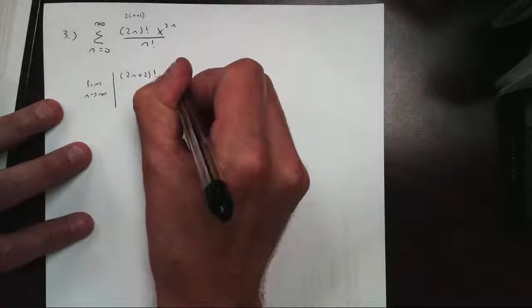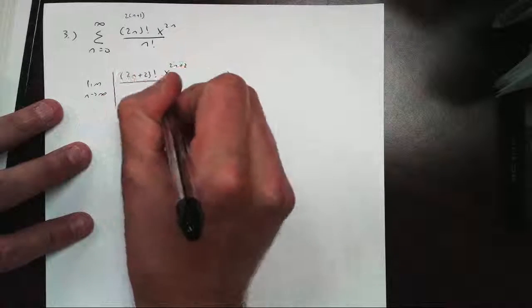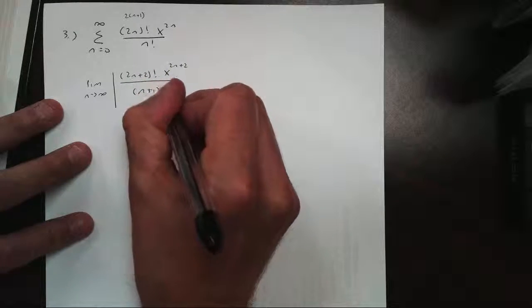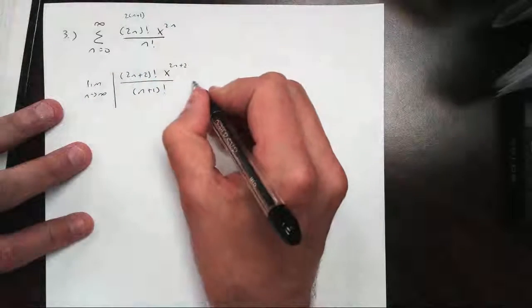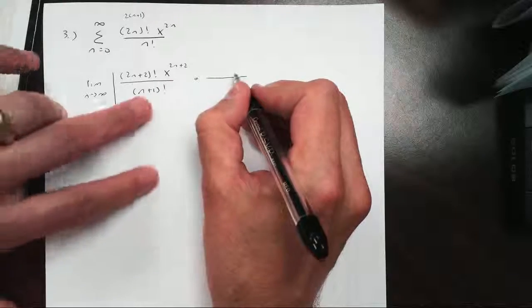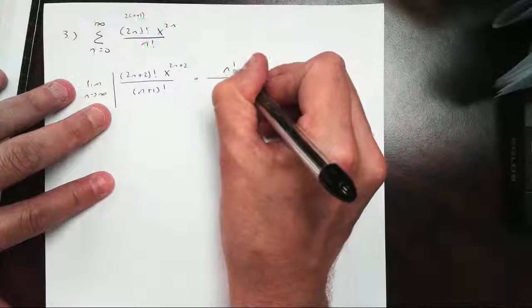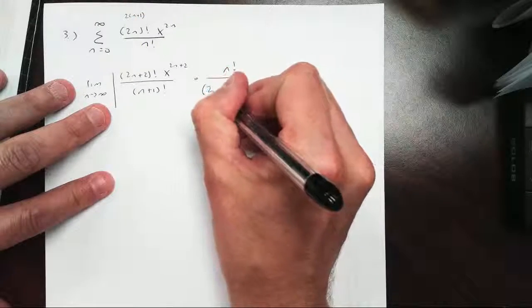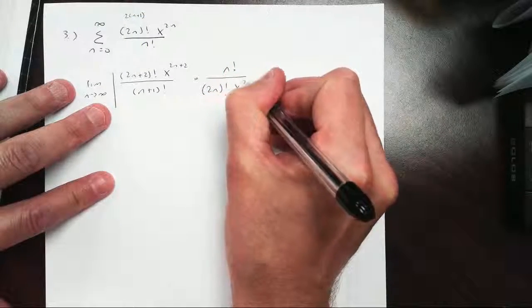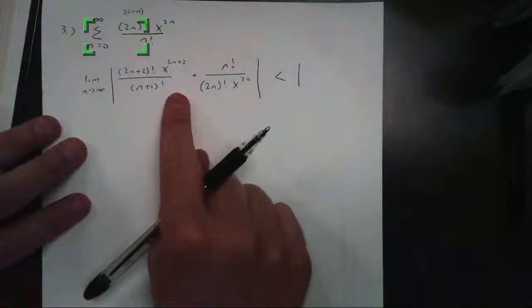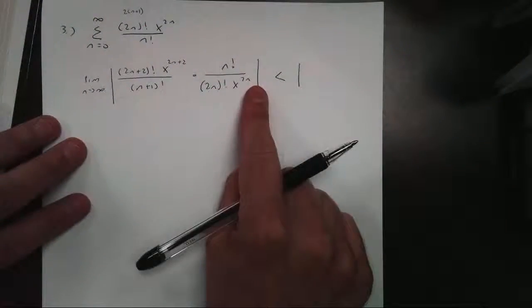Same thing here, x to the 2n plus 2 over (n+1)!. Now, I am going to multiply that by the reciprocal of the original one. That's to get my ratio here. n! over (2n)! x to the 2n. This has to be less than 1. For this to converge, this value has to be less than 1.